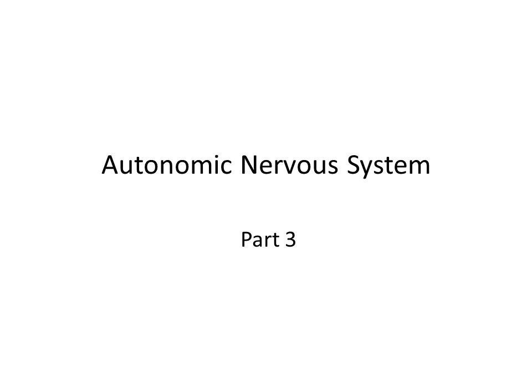We are now on the final part of our lecture on the autonomic nervous system. In part 3, we will complete our pathways for the sympathetic nervous system and have an overview comparison of the two.